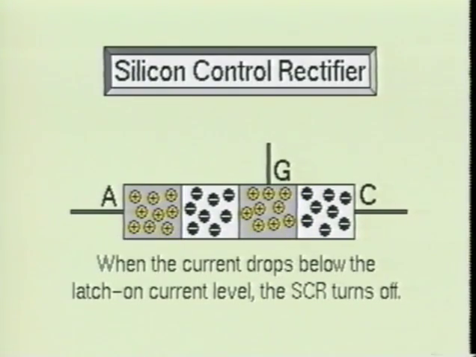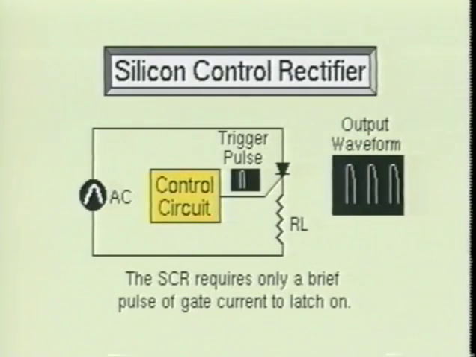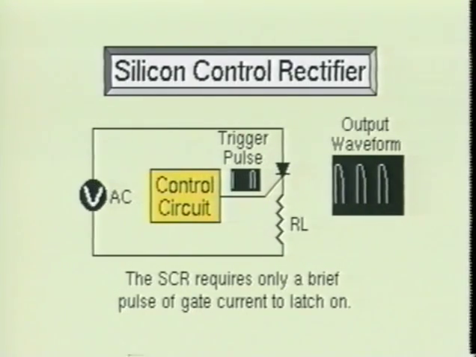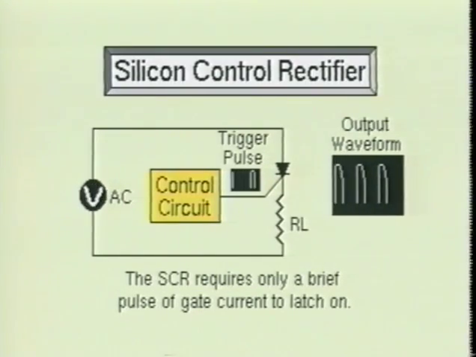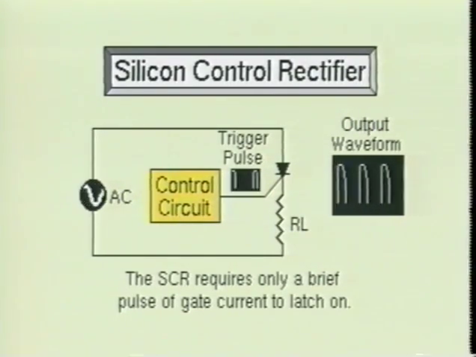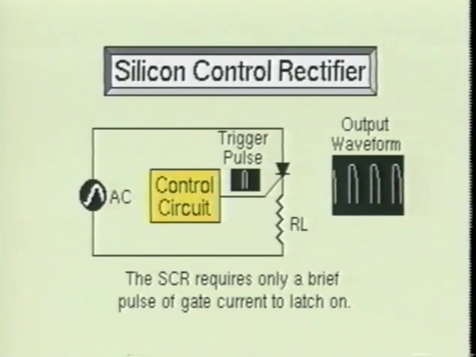For this reason, the SCR is most commonly used in AC circuits. Like the diode, the SCR can conduct current in only one direction. The ability of the SCR to remain on even after the triggering signal has been removed is referred to as latching. The SCR requires only a brief pulse of gate current to turn the device on. Once on, the gate has no further control.